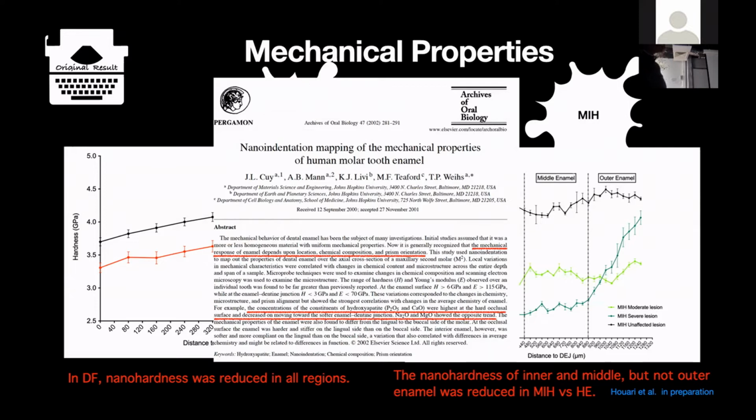Just an important point concerning the literature. This publication mentioned clearly that the mechanical properties of enamel depend first on the location, so on the deep location, but also on the chemical composition, and also depending on the prism's orientation. So we have a lot of factors impacting these mechanical properties.